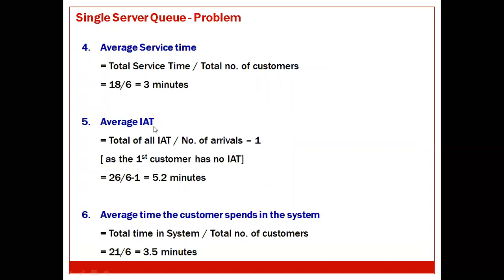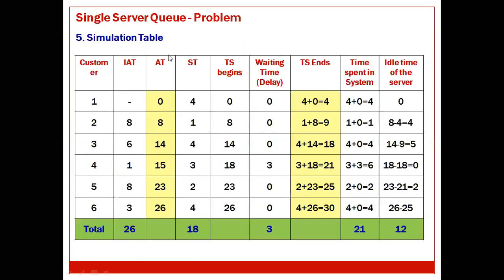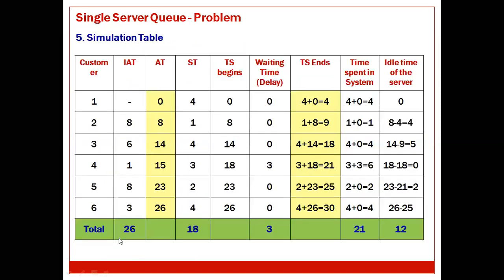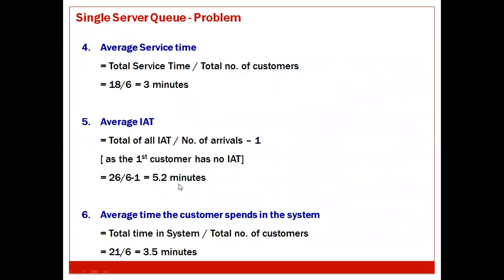Then average IAT will be total of all IAT divided by, since it is inter-arrival time, the number of arrivals minus 1 we will have to take. You know why we are taking minus 1? Because the first customer has no IAT. I think you can make out here. The first customer has no IAT, correct? So we will have to take 6 minus 1, that is 5 here. So 26 is the total IAT divided by 5, which comes to 5.2 minutes.